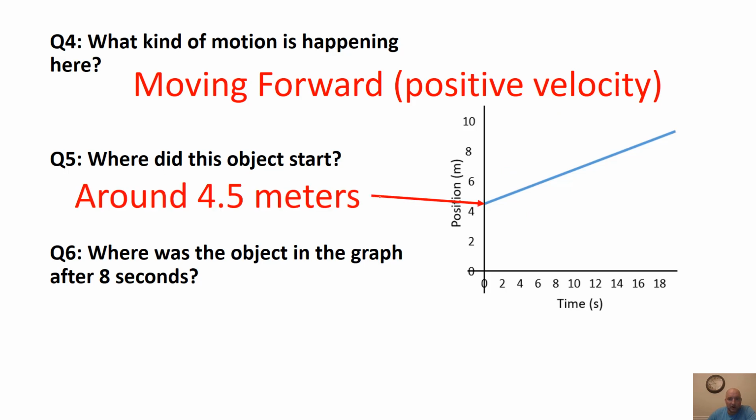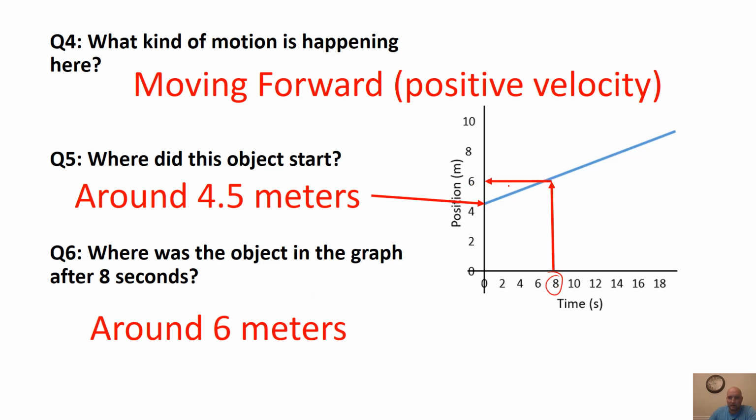Where did this object start? About 4.5 meters-ish right there. And where was the object after 6 seconds? So it was around 6 meters. And this is how you would find out. You would start at 8, and then you would go ahead and travel up, travel over, and find out where it was. And somewhere around 6 meters was where they were.